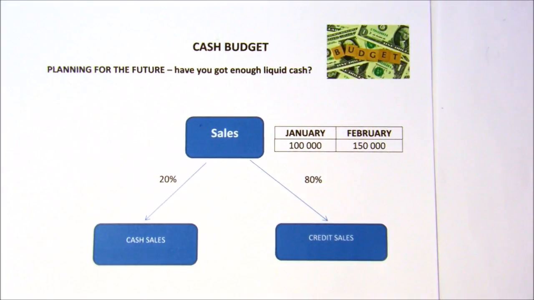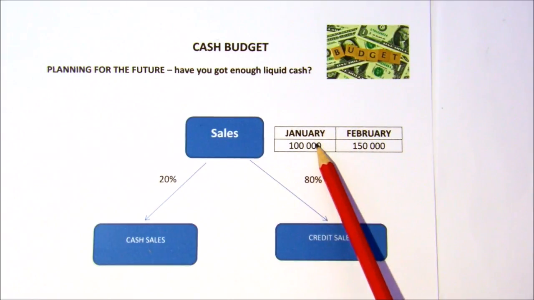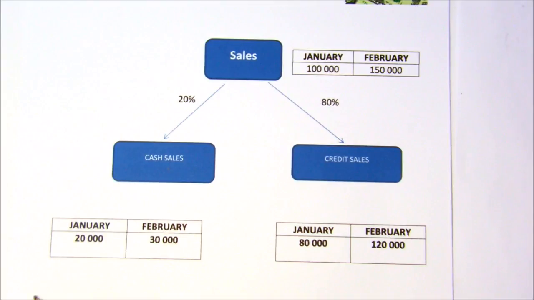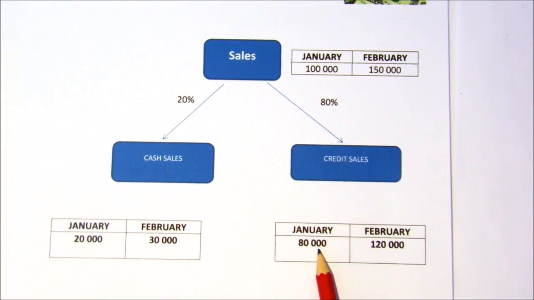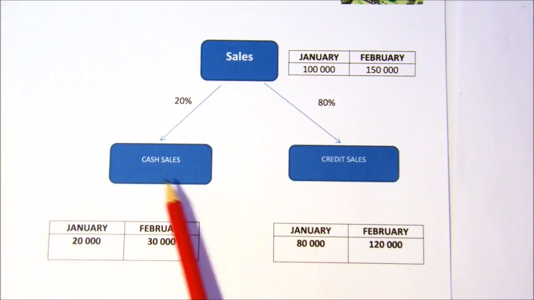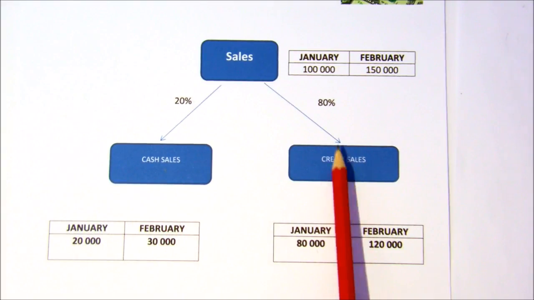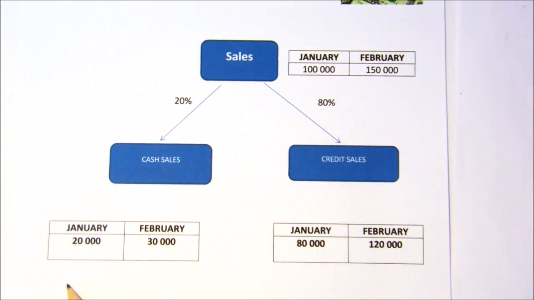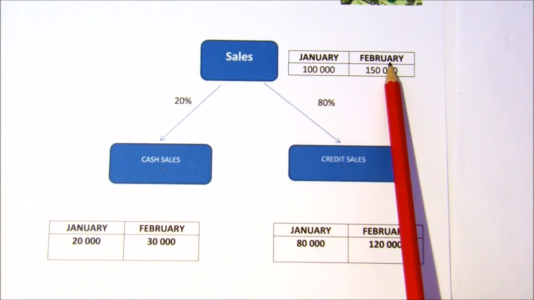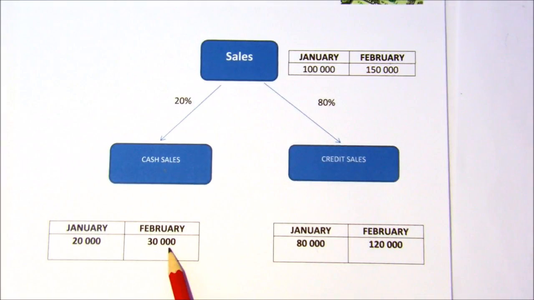So you will be given, and in this example, 20% is for cash and 80% is on credit. Now that's given to you. So January, 20% is for cash and 80,000 is for credit. All right, there's the cash sales, there's the credit sales. And I'm looking at January, dividing it into 20% and 80%. February was 150,000. 20% of that will come in as cash and 120,000 will be on credit.